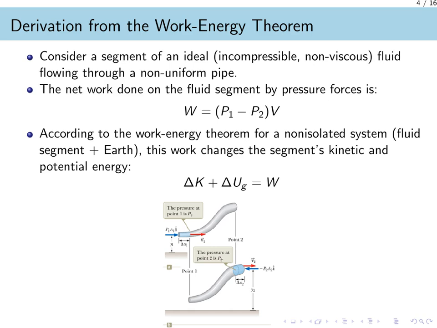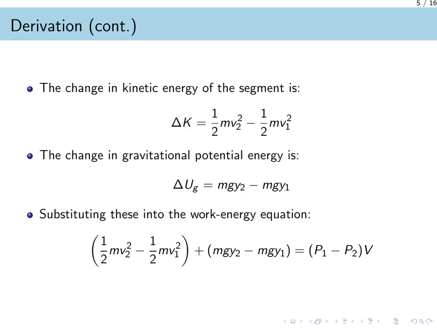According to the work-energy theorem, this net work must equal the change in the system's total mechanical energy. This means the work W is equal to the change in kinetic energy, which we call ΔK, plus the change in gravitational potential energy, which we call ΔU_G. In short, the work done by the pressure difference is what causes the fluid segment's kinetic and potential energy to change. Now we can assemble the full work-energy picture for our segment of fluid.